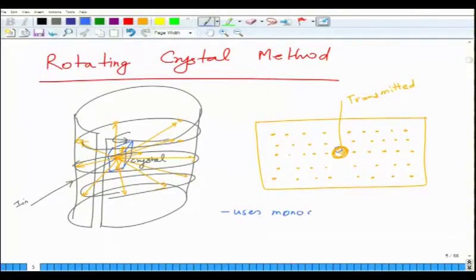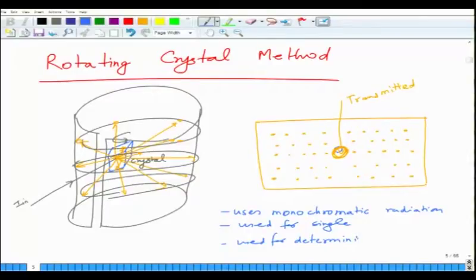So, this uses monochromatic radiation. Used for single crystals. Instead of using white radiation, you use a rotating crystal here, okay, and it can be used for determining the crystal structures of unknown materials, okay. So, this is what the rotating crystal method is.